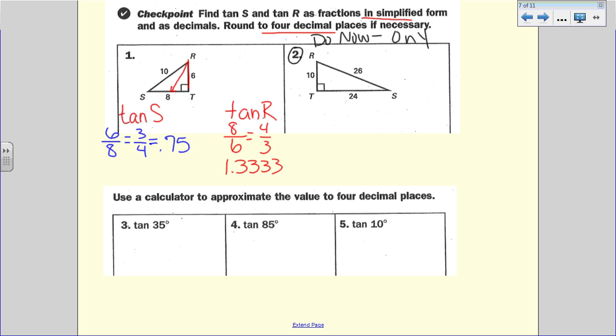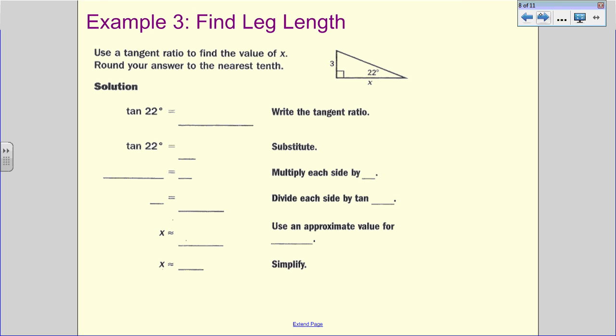So you guys are going to do the same now, and this is on your own. We will check in class. And the same for 3, 4, and 5. You guys are going to use your calculators for those. All right, so let's take a look.